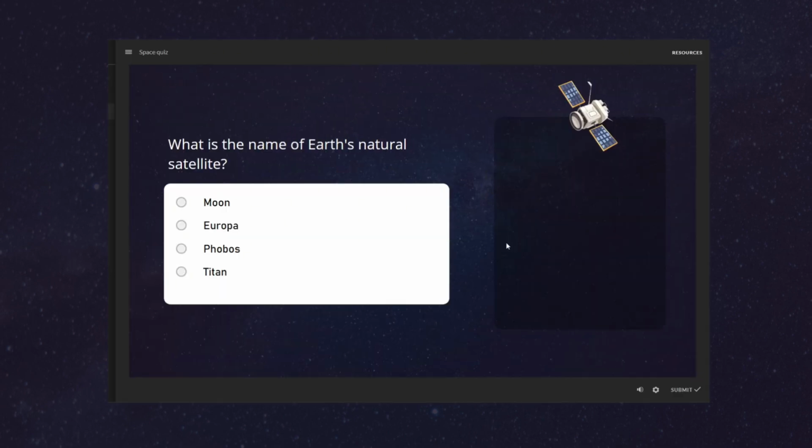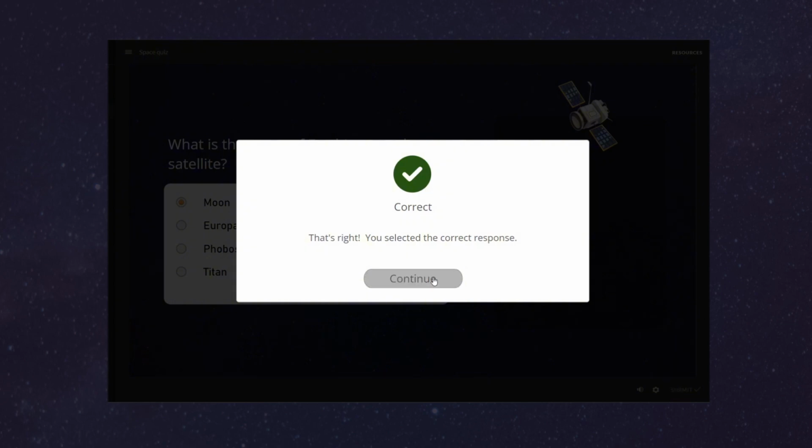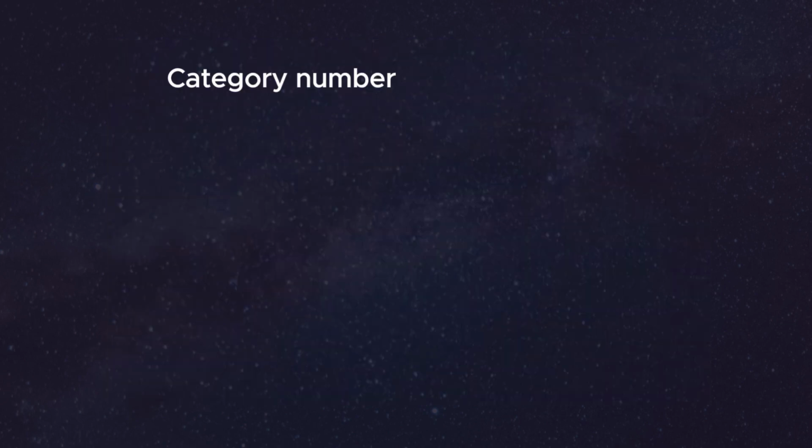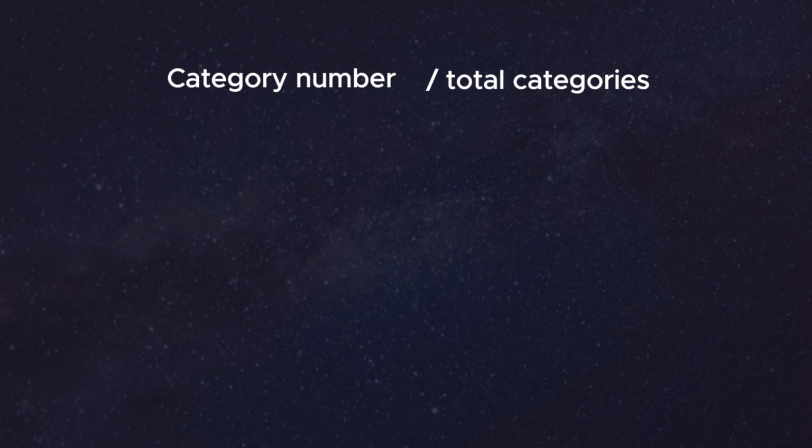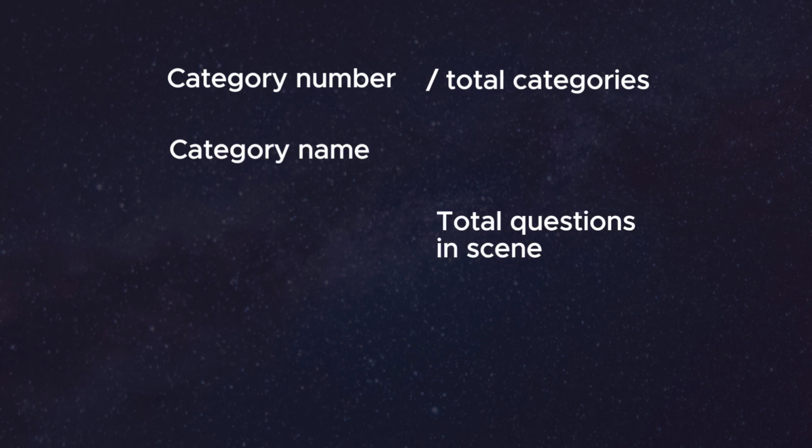I left this empty box here because I want to add some progression trackers to let the user know a few things when they go through the quiz. Things such as, what's the current category? How many categories are there in total? What's the title of the current category? How many questions are there in this category?